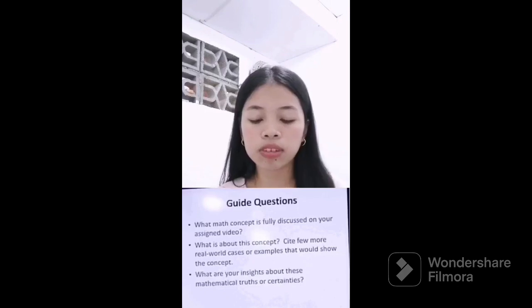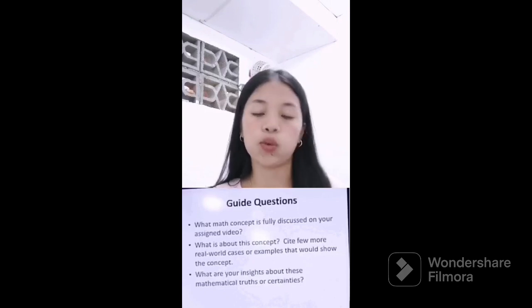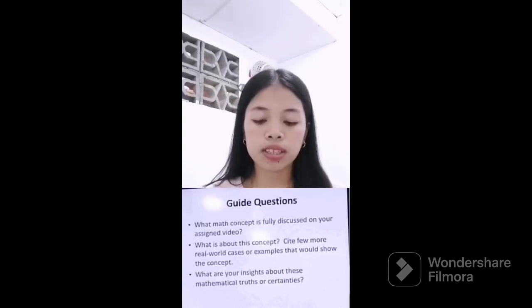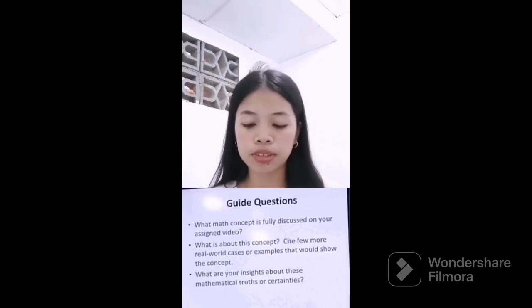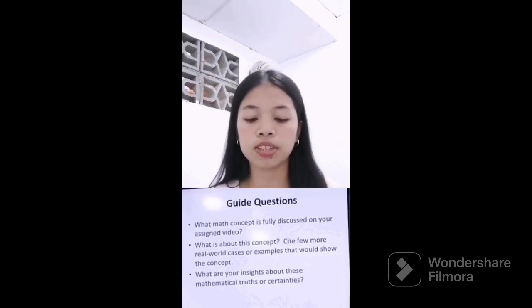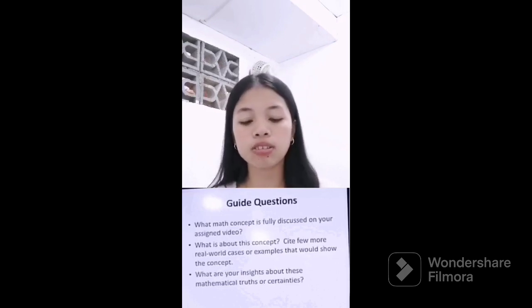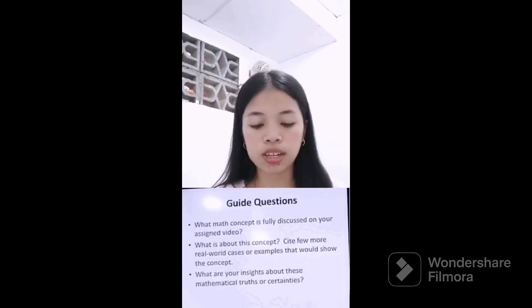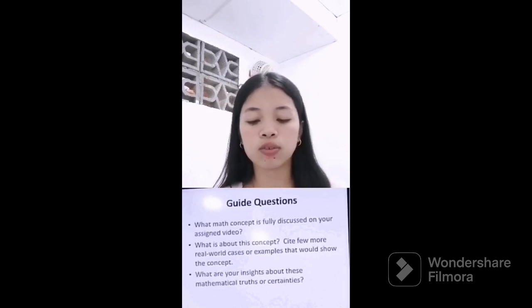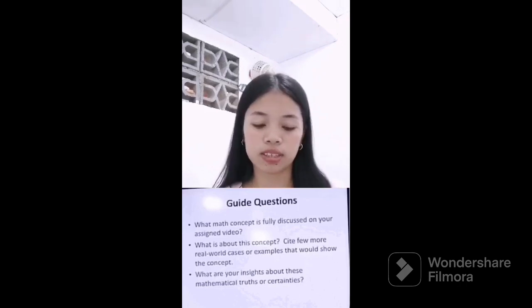What math concept is fully discussed in our assigned video? It's all about the tessellation that repeats to make a pattern. There are three basic shapes of tessellation, such as triangles, hexagons, and also squares. There are three rules of tessellation: translation, rotation, and glide reflection.